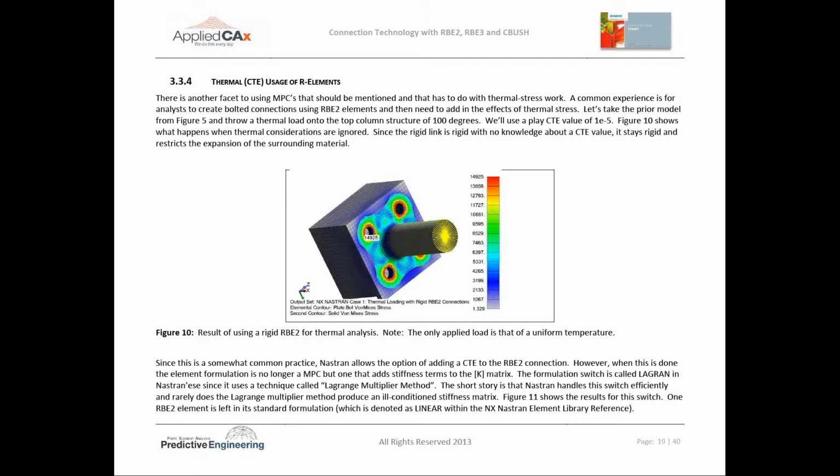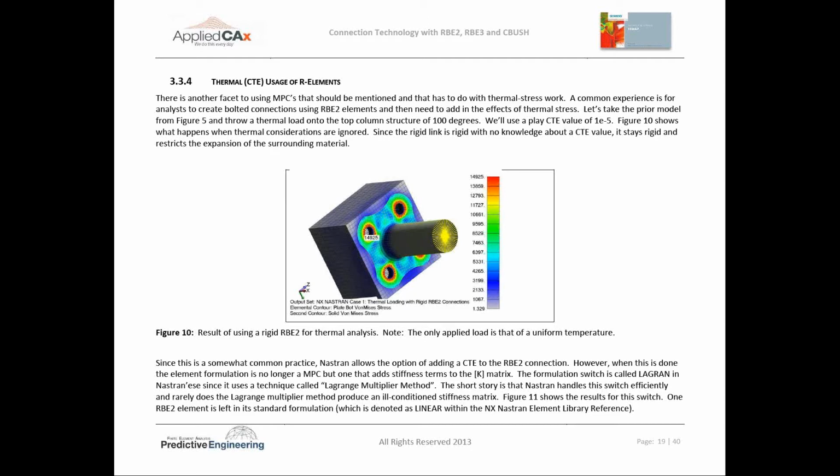It makes sense, sort of. And so when you switch it over to a CTE element, it's no longer a classic rigid. It's a Lagrange. It's like having little mini beam elements. Except the only thing that Nastran will do for you is it adjusts the stiffness terms that it adds to the matrix such that the matrix won't become ill-conditioned. It sort of adjusts it. And they call this adjustment method the Lagrange multiplier method.